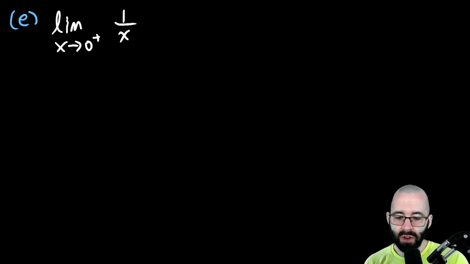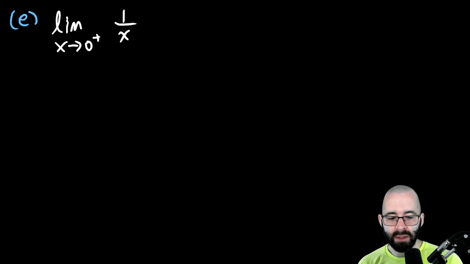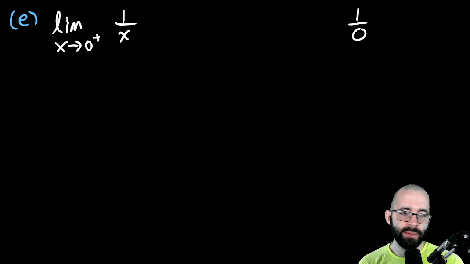Last example. The limit as x goes to 0 from the right of 1 over x. Again, can't use L'Hopital's rule here. We do not have an indeterminate form. Try to use direct substitution. We're going to get 1 over 0. That's not an indeterminate form. That's some kind of infinity. So you have to solve this some other way.